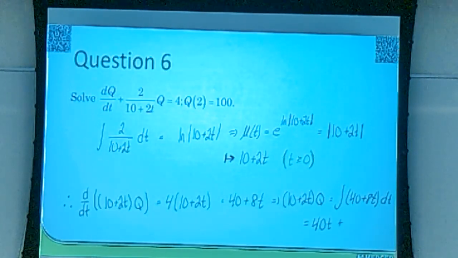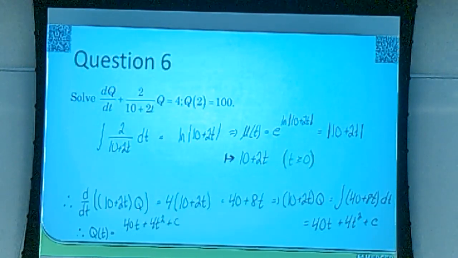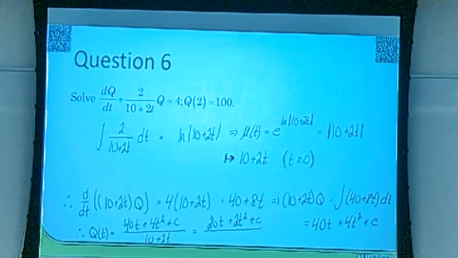Squared over, squared. Q of t would then be, which can be simplified because there's a common factor too.